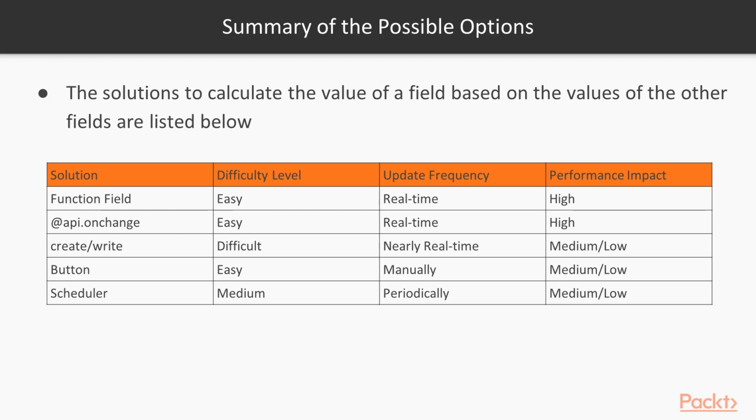The impact on the performance. As you can see, using function field and API onchange is easy. However, they imply a high impact on the performance of the system, so be cautious when using them. On the other hand, if you use the other solutions like create and write methods, using the button or using the scheduler, the impact on the performance will be lower, depending on how you implement the solution case by case.